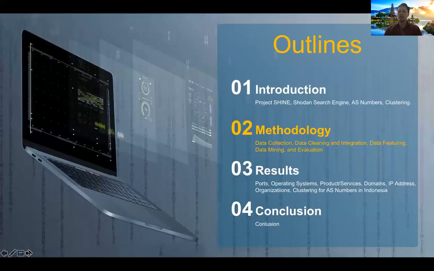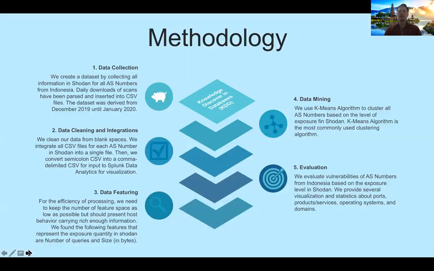The next outline is methodology. For methodology, we use knowledge discovery in databases. First is data collection. Second is data cleaning and integration. The third step is data featuring. The fourth step is data mining. And the last is evaluation.